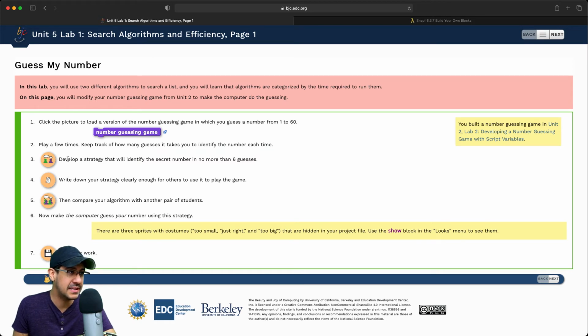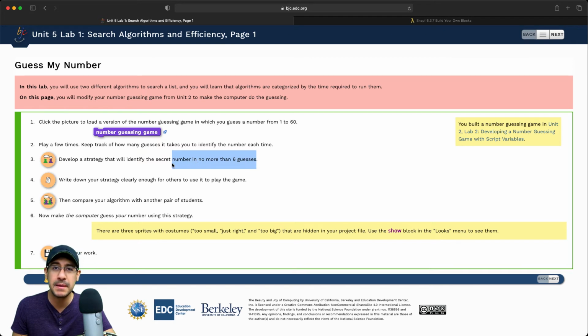Step 3 is to develop a strategy that will identify the secret number in no more than 6 guesses. Okay, so I actually don't like that this is step 3. I think step 3 should be, develop a strategy to guess a secret number. So maybe the strategy that you would use every single time. I don't like that they put this condition here that it'll guess the number in no more than 6 guesses, because now you have to start thinking efficiency.